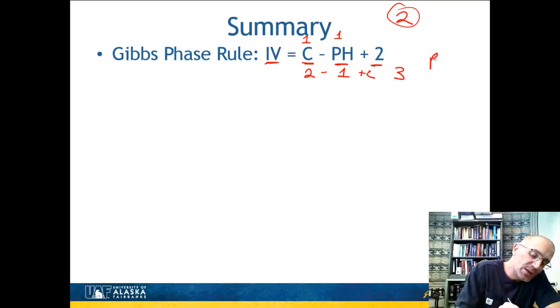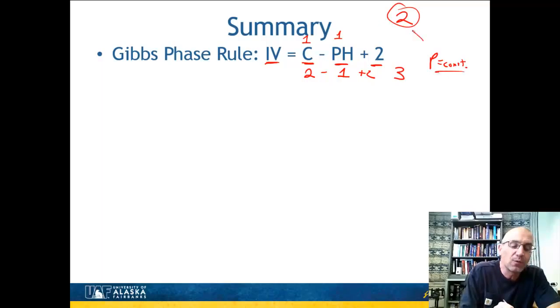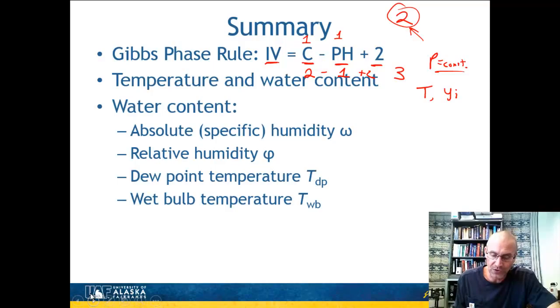But what we'll see is we tend to keep pressure constant at atmospheric pressure. That's normally where we're interested in HVAC type things. So then we reduce down to 2, and the 2 that we need are, for example, temperature and the amount of water that I have, or think of it as the mole fraction y sub i, or any of these various things that we looked at. So we want temperature and water content as our 2 properties to describe the system.